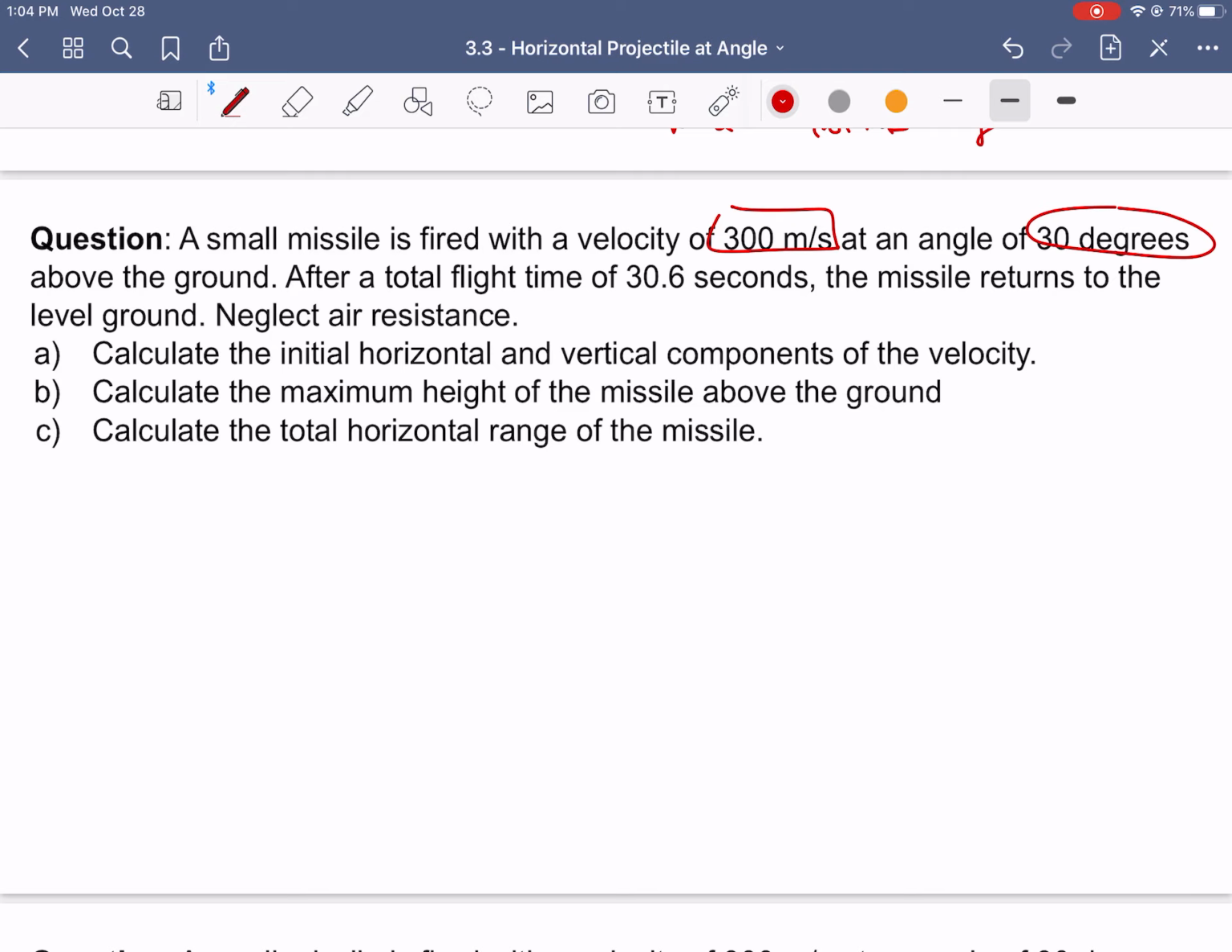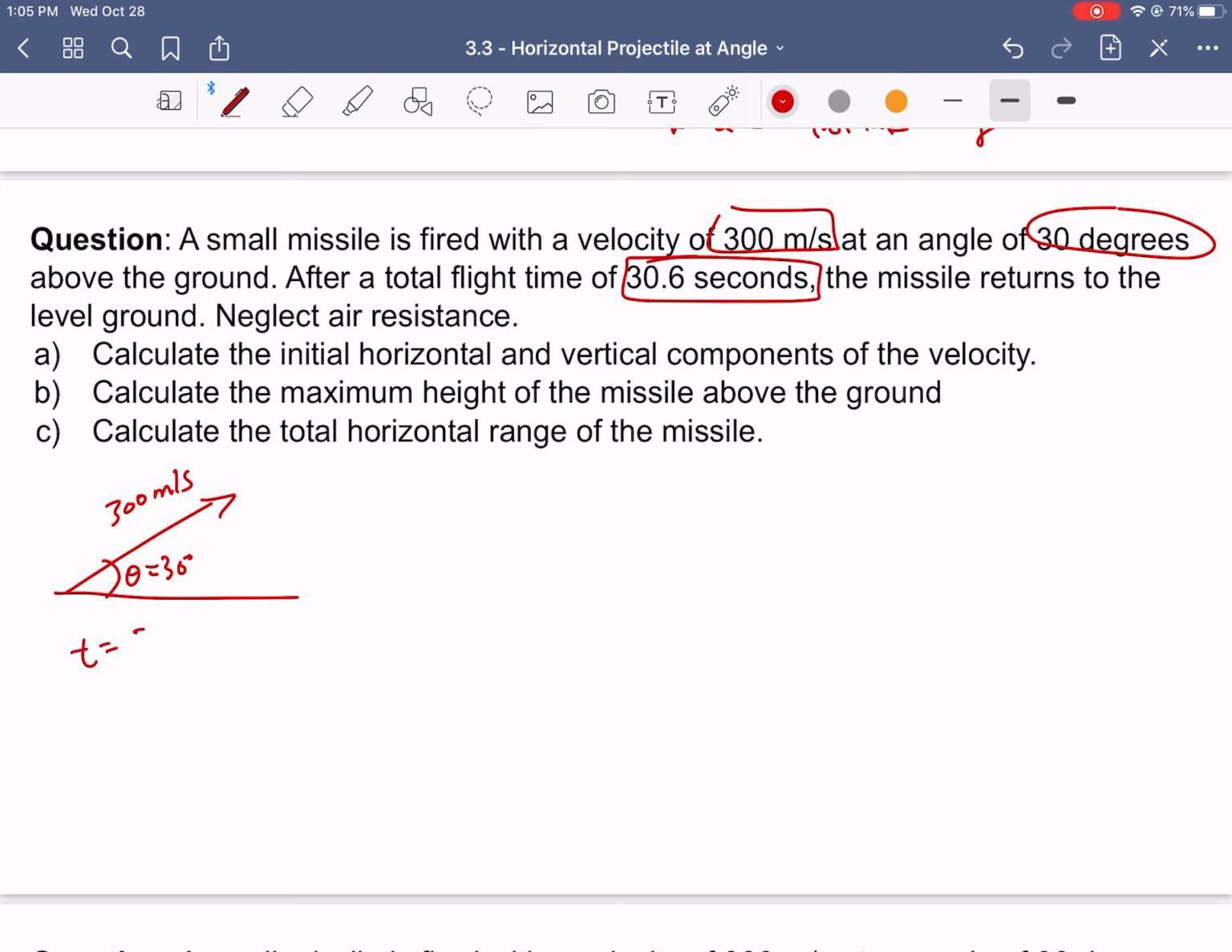I'm just going to draw as I read this. This is the ground, and it's 30 degrees from the ground, and something is fired at 300 meters per second. After a total flight time, the total time that it takes to hit the ground again, of 30.6 seconds, the missile returns to the ground. Neglect air resistance.